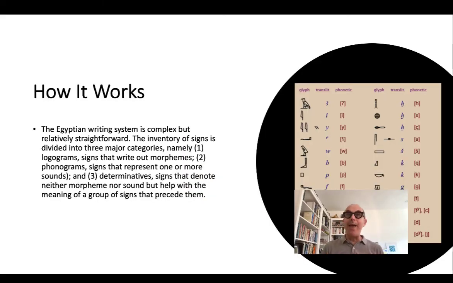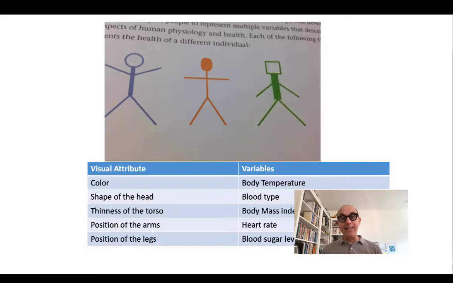So how it works, it's based on a written system that is complex, but it is straightforward, and it has an inventory of signs which are divided into three different categories, namely the sign that writes out the sign itself. The second is the sign that represents one or more, and the third is the signs that denote either one or two, and that's the idea of it.